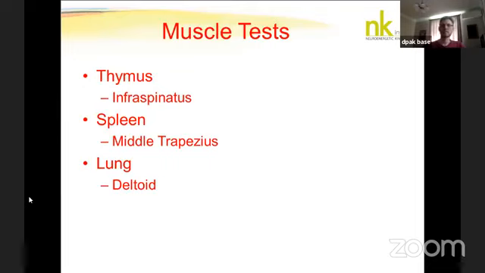And besides that, you could also use the heart for the cardiovascular system, kidneys and other things.